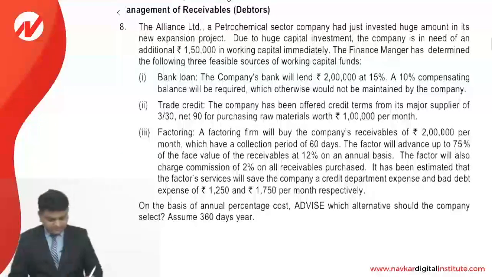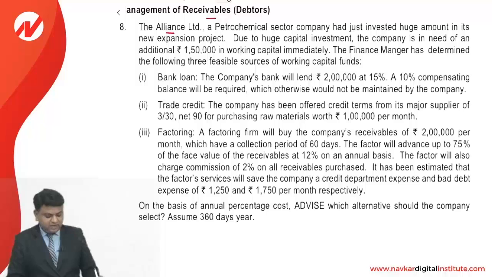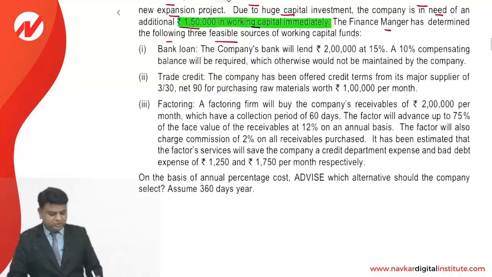Question number 8. Management of receivables chapter, that is the debtors management. The Alliance Limited, a petrochemical sector company, had just invested a huge amount in its new expansion project. Due to huge capital investment, the company is in need of additional 1,50,000 in working capital immediately. So the amount of funds required is 1,50,000. The finance manager has determined the following three feasible sources of working capital funds: bank loan, trade credit, and factoring.